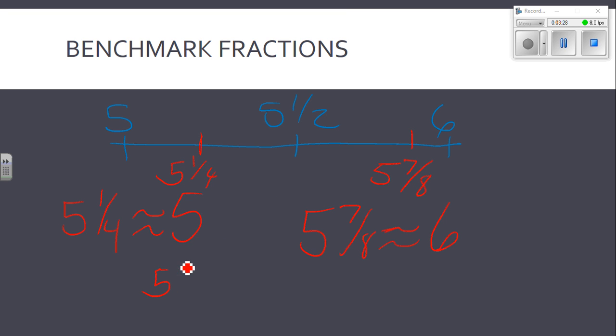What about 5 and 4/7? Well, 5 and 4/7 is about here. So what would this be about? 5.5. Very good. Good job.